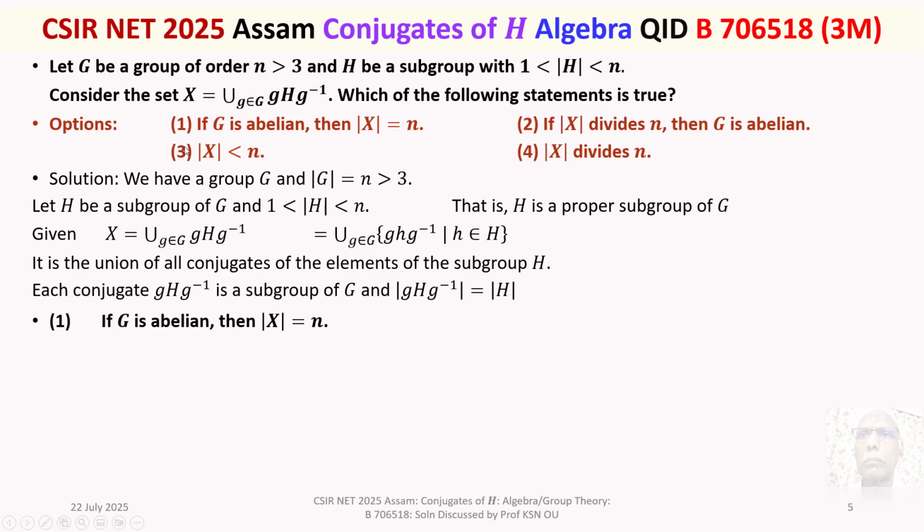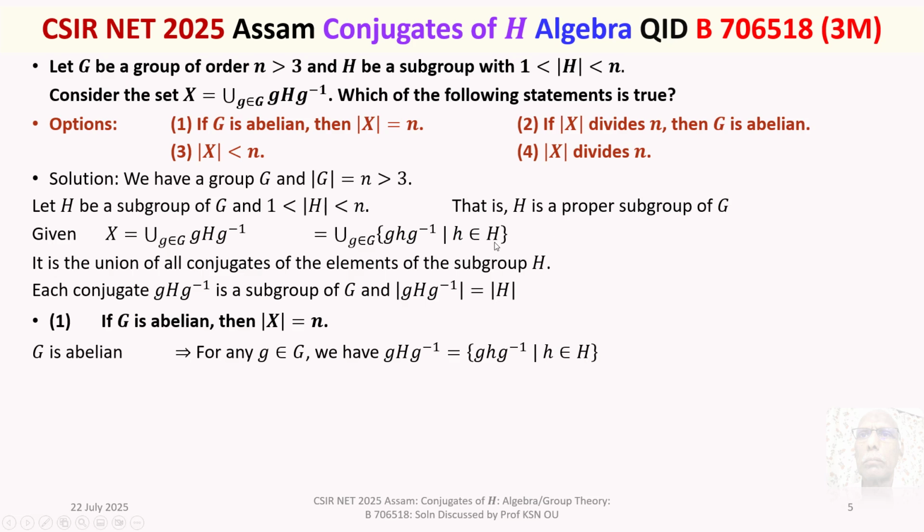Let us now talk about option 1. If G is abelian, then order of X is equal to n. Is it so? Now, G is abelian. This implies for any g belongs to G, we have g H g inverse is equal to the set of all g h g inverse, small h belongs to H.